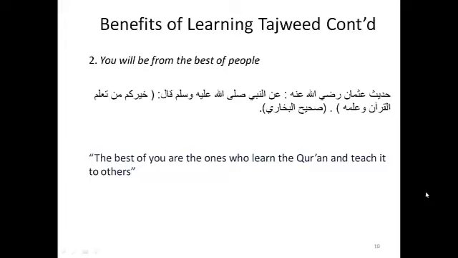Which means that the best of you are the ones who learn the Quran and teach it to others. This is a good reminder to all of us that once we learn the Quran, we shouldn't just stop there. We should all strive to teach everyone who is around us how to read the Quran correctly as well.